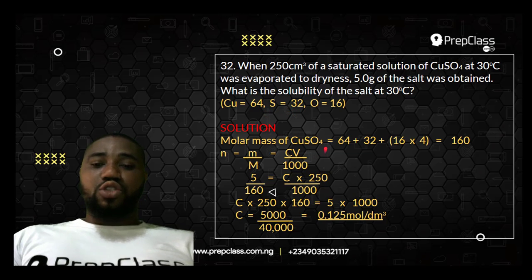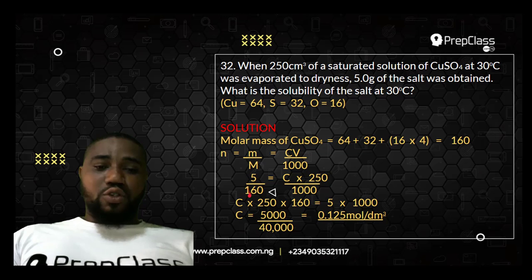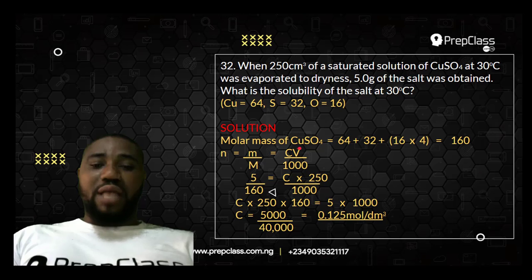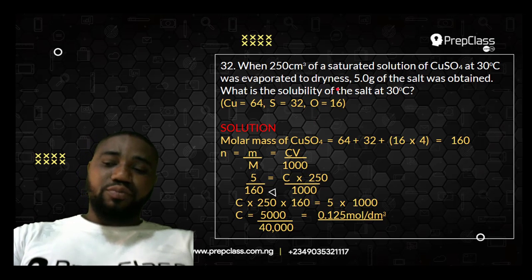It's important. So Cu is 64 plus S is what? 32 plus oxygen is 16. So you have to multiply 16 by this 4. That becomes 16 times 4, and that is 64. So multiply before you add. So 64 plus 32 plus 64, because 16 times 4 is 64, will give you 160. So the molar mass, capital letter M, is 160. So now instead of using n equals CV over 1000, we are going to be using small letter m over capital letter M equals CV over 1000.